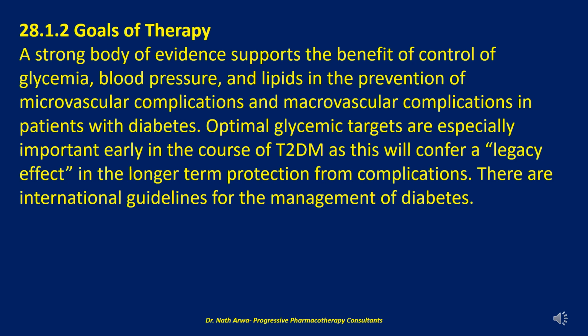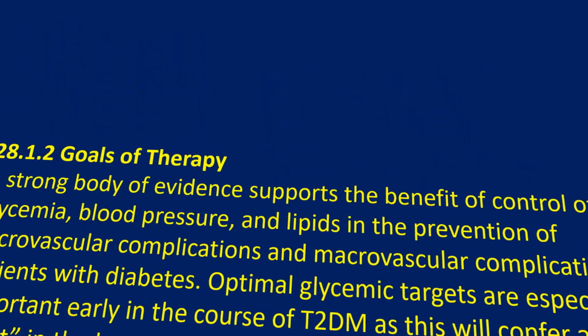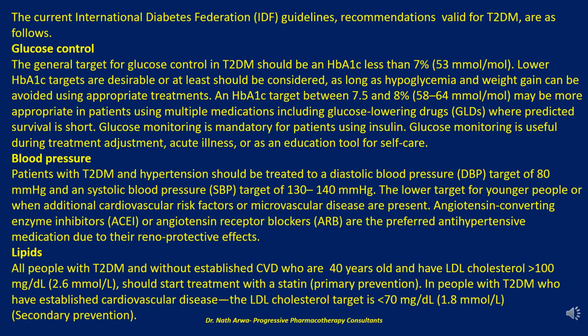There are international guidelines for the management of diabetes mellitus. The current International Diabetes Federation (IDF) guidelines, recommendations valid for type 2 diabetes mellitus, are as follows. Regarding glucose control, the general target for glucose control in type 2 diabetes mellitus should be an HbA1c less than 7%, that is 53 mmol per mole.